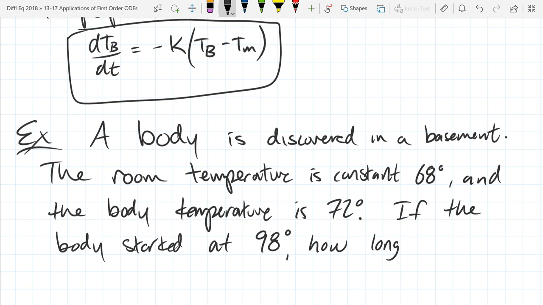That'd be really cold. Not a basement I'd like to go to. How long has it cooled in the room? Well, this is how long it takes to get to that freezing point.